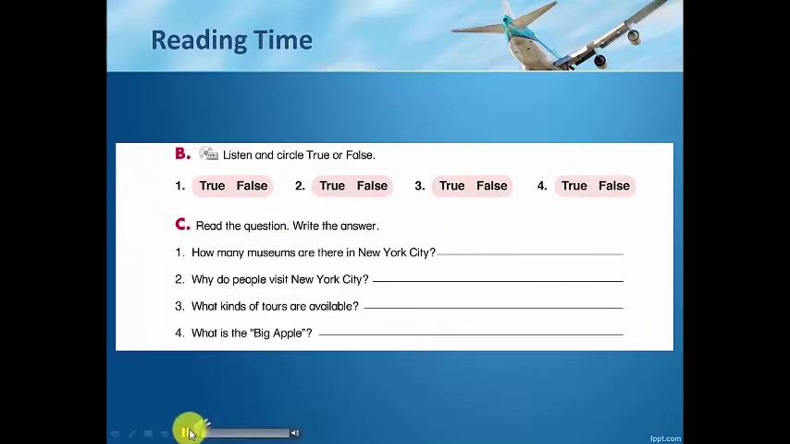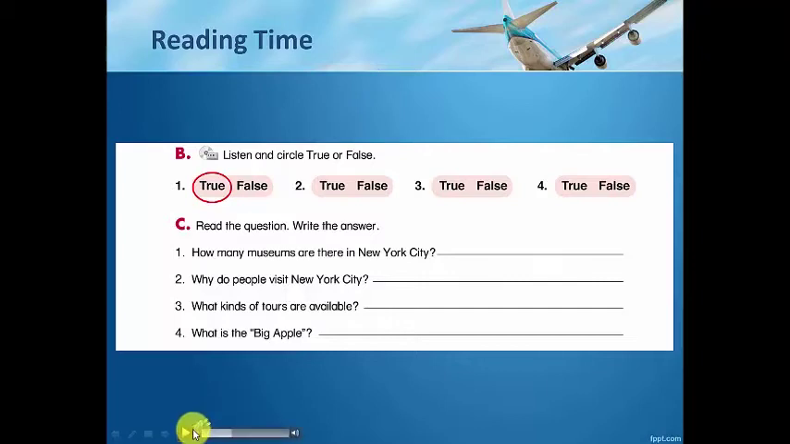B. Listen and circle true or false. Number 1. People visit New York City because it's one of the world's most exciting places. Do you know the answer here? Is it true or false? Okay, let's see. True.